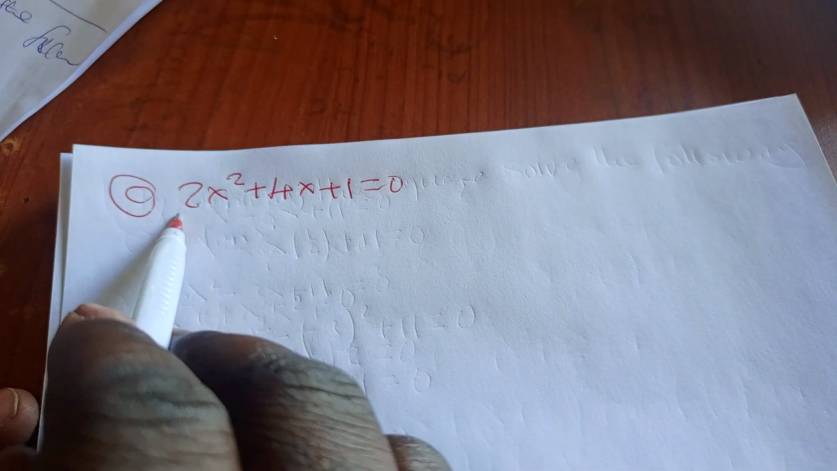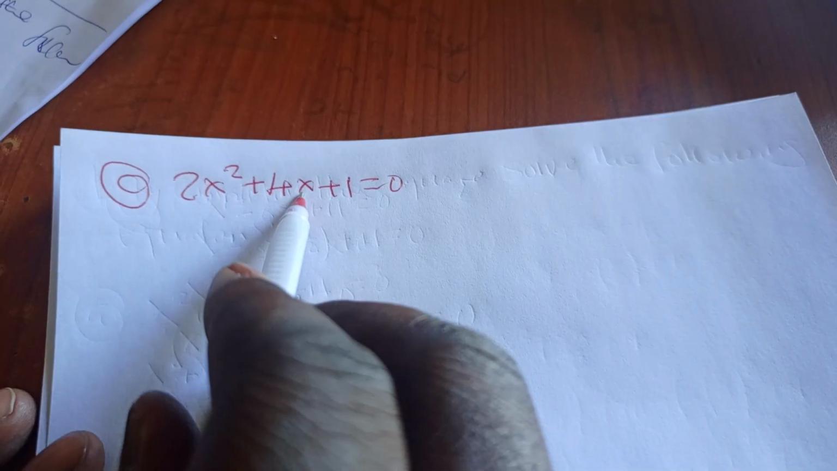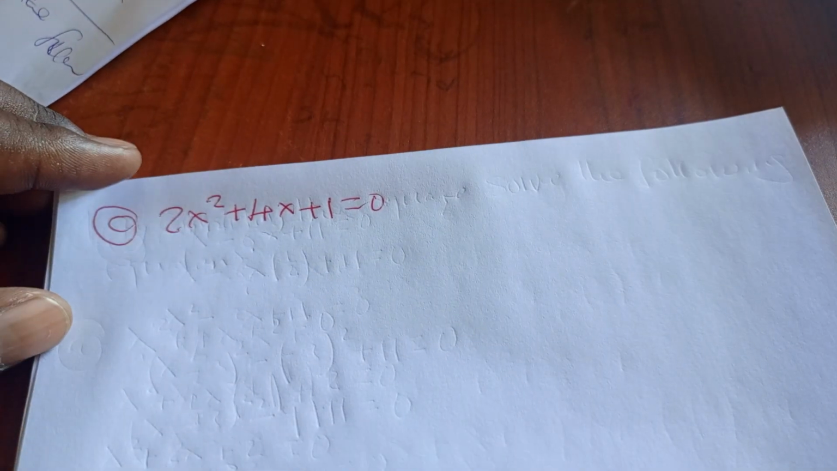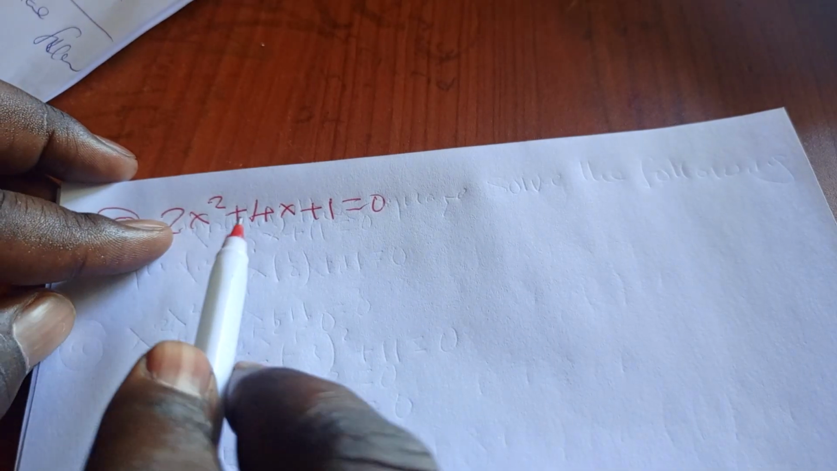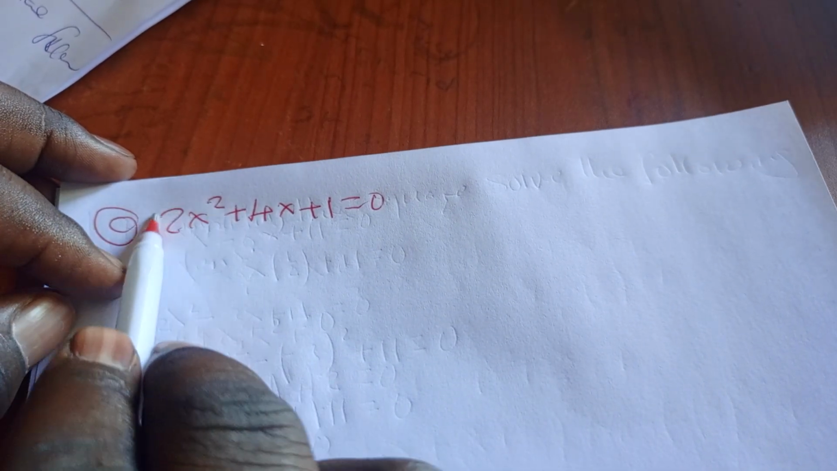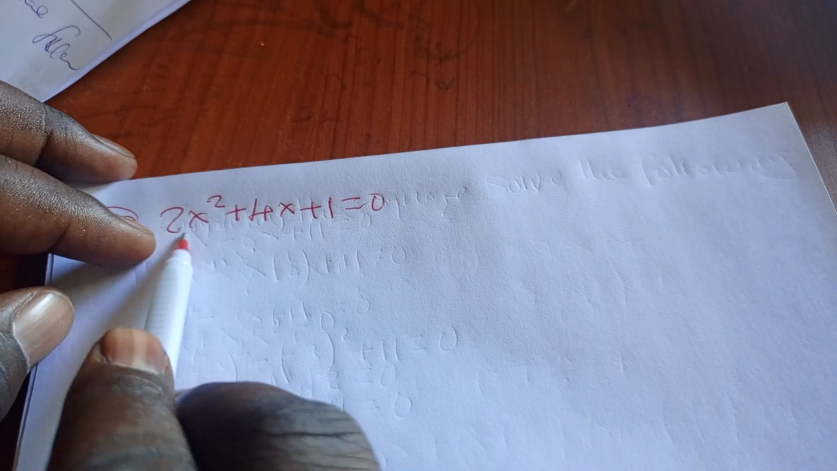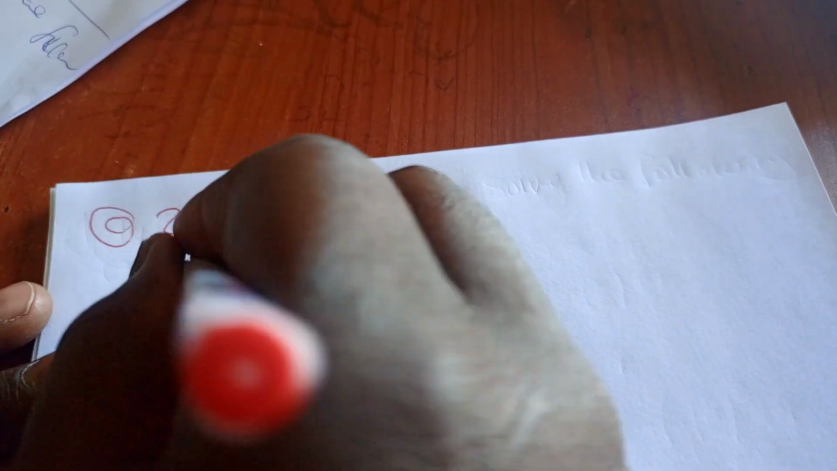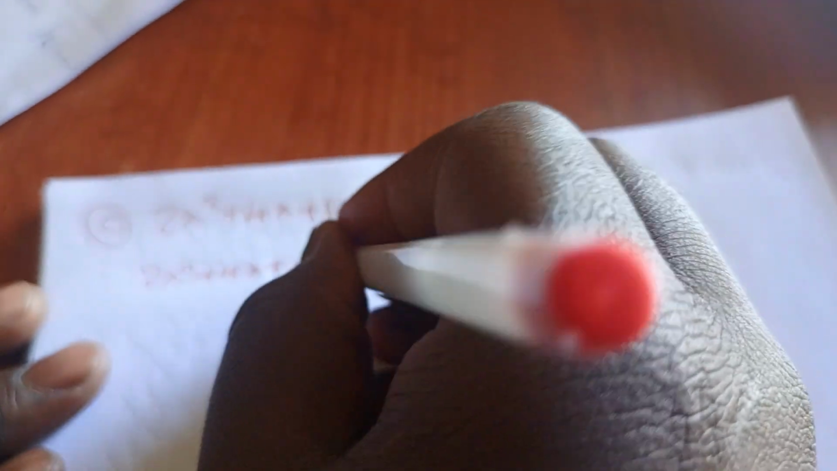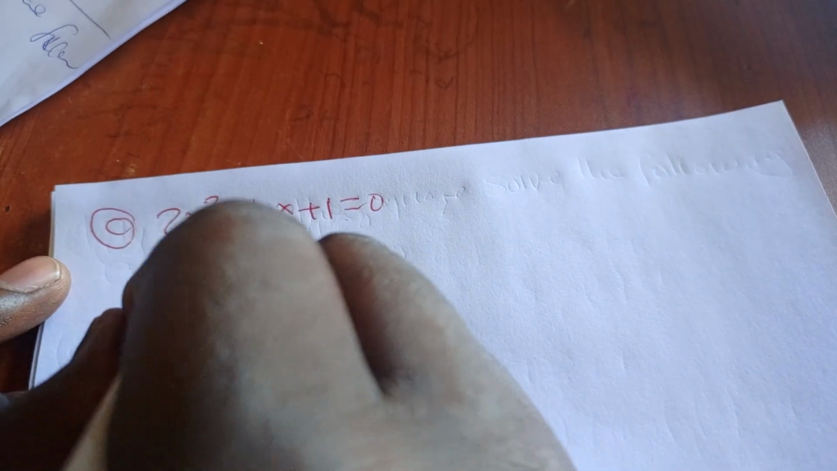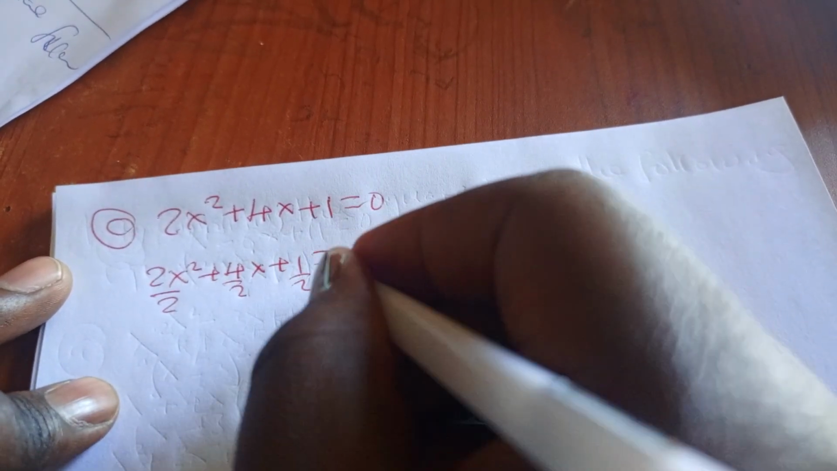So option C is 2x squared plus 4x plus 1 is equal to 0. So this one's different from the previous one. As you can see, we have 2 here, 2x squared. So I need to get rid of this 2. So what I'll do here, I'll divide everything by 2. So 2x squared plus 4x plus 1 is equal to 0. I'll divide everything by 2, so over 2, over 2, over 2, over 2.